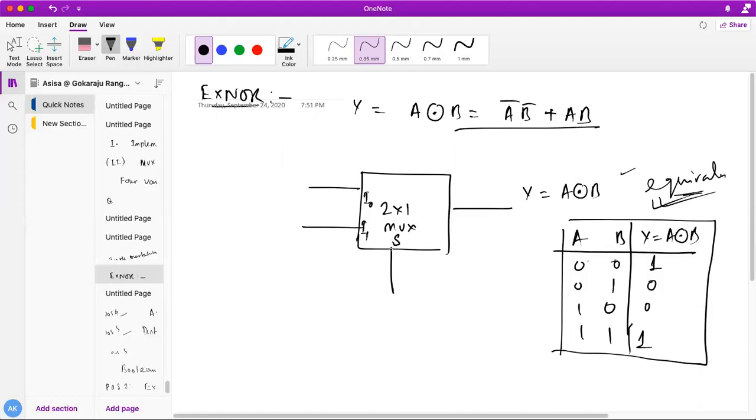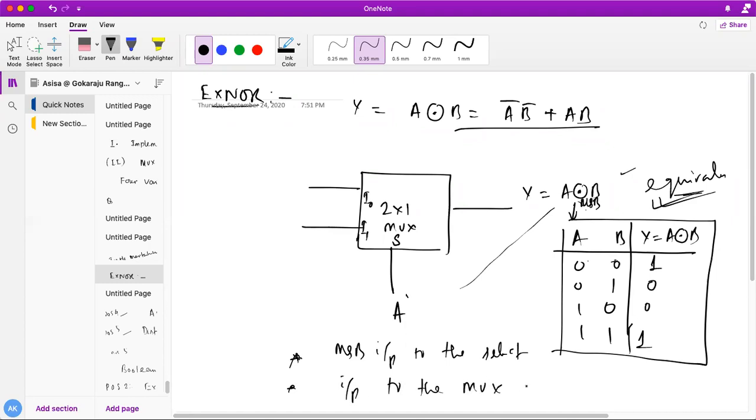Okay, so now what you have to do, as I told you, the fundamental of how to design, how to implement using mux. First you have to connect the MSB. This is my MSB input. Connect the MSB input to my select line. So just you have to connect like this. This is the first step. The first step is connect the MSB input to the select line. Okay, next what you have to do, find the input to the mux, which is actually a function of the remaining variable.